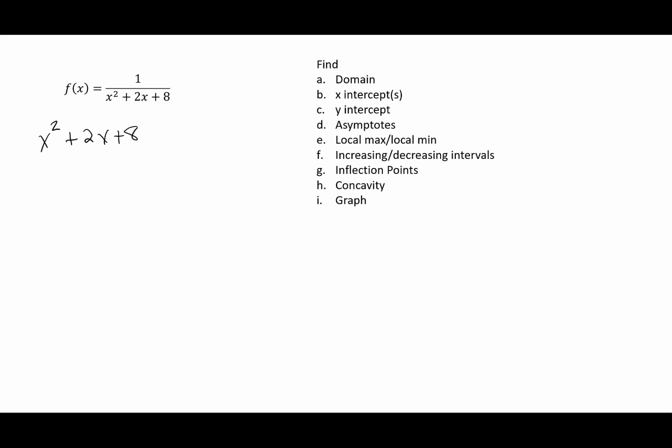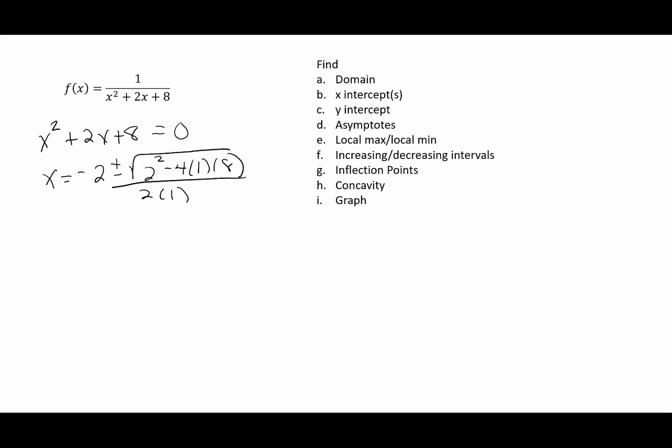So we're looking at the denominator x squared plus 2x plus 8, and we want to know, is this ever equal to 0? First we can see, well, we can't factor this. There aren't factors of 8 that are going to add up to 2. So we could go straight to the quadratic formula, which would say negative 2 plus or minus the square root of 2 squared minus 4, a is 1, c is 8, all over 2 times 1.